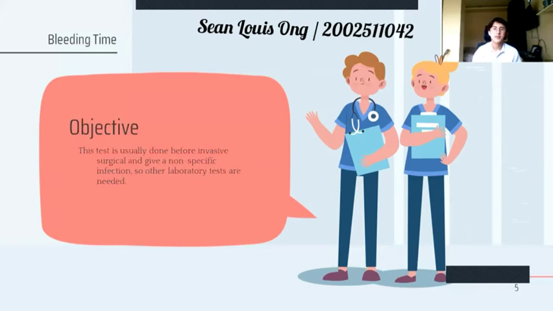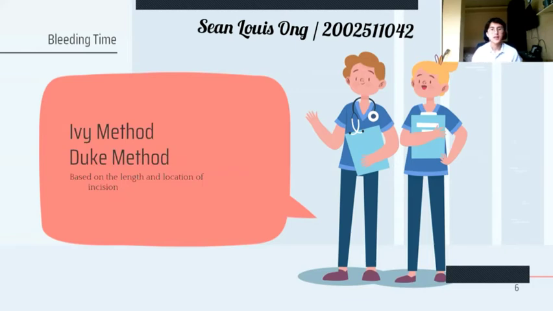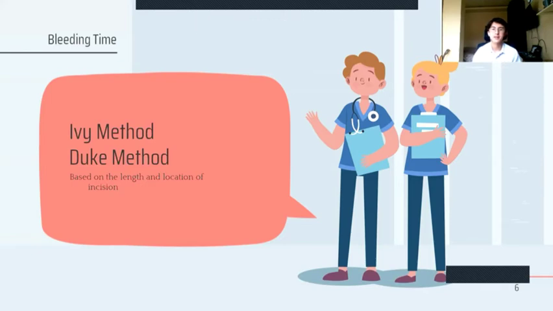And the objective of this test is to make the medical team sure that the surgery can be appropriately done, and give information about non-specific infection. So other laboratory tests are needed to support the diagnosis. This test is divided into two primary methods based on the length and location of the incision, called Ivy method and Duke method. And furthermore, it will be explained by others.